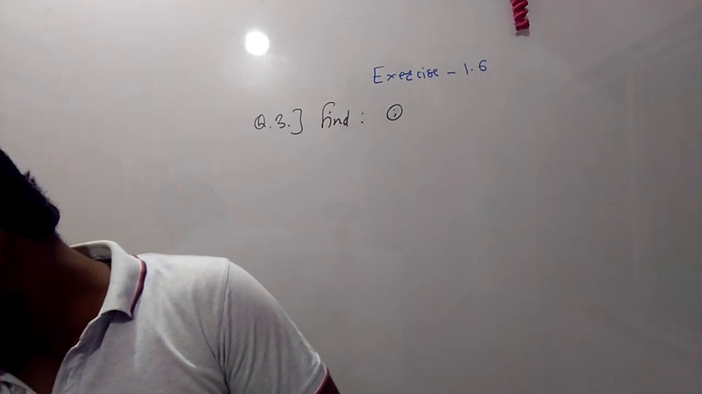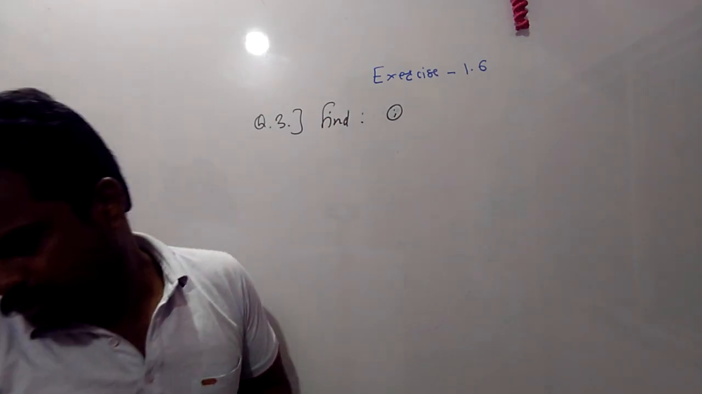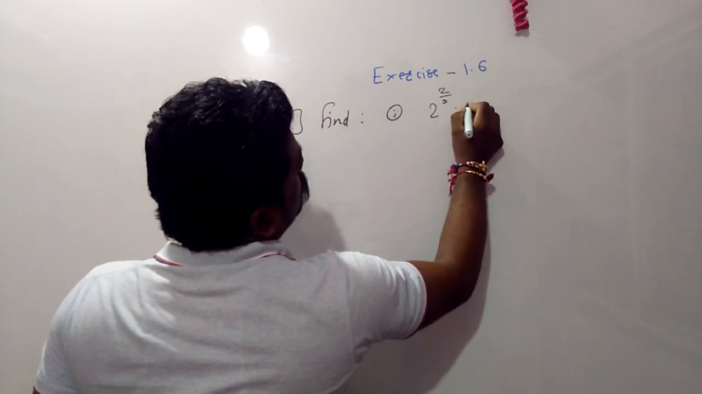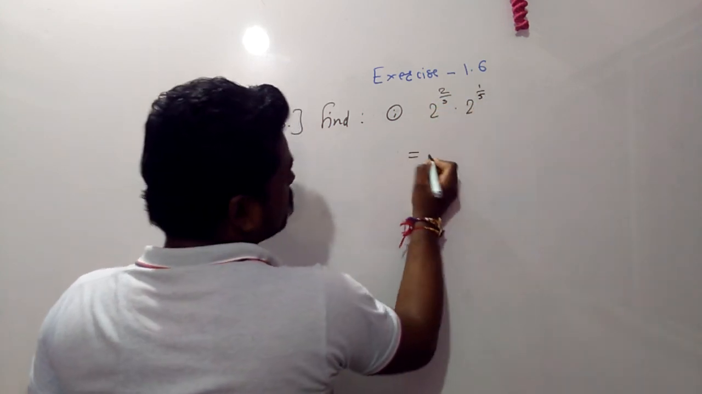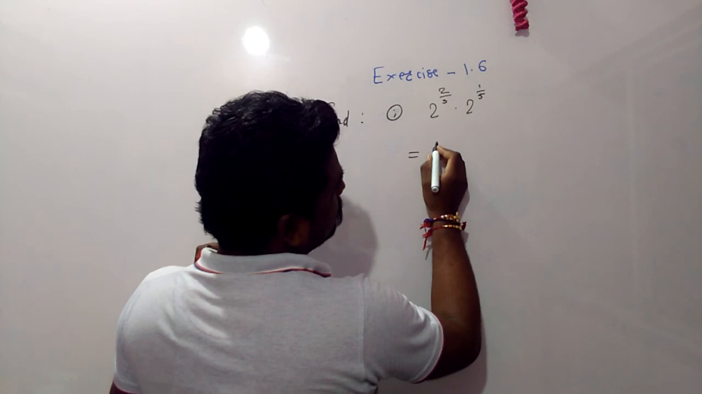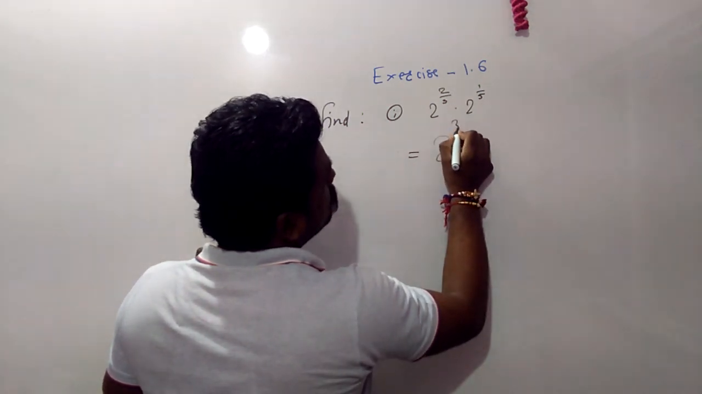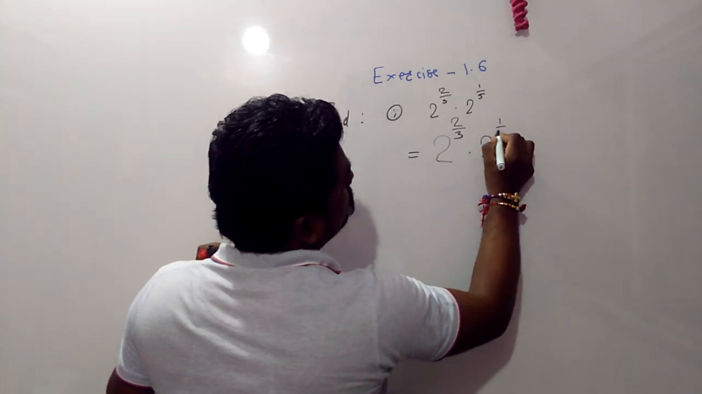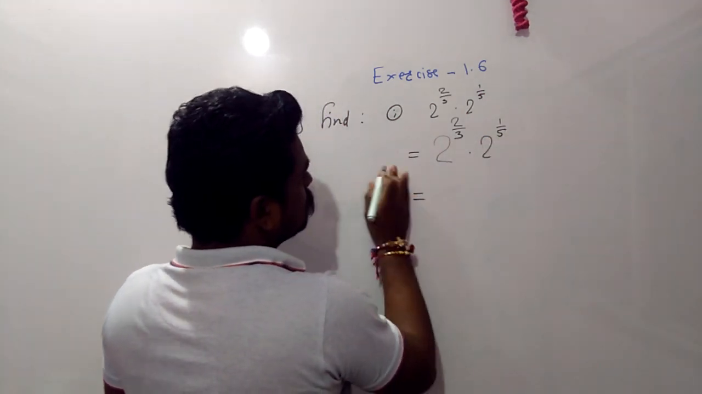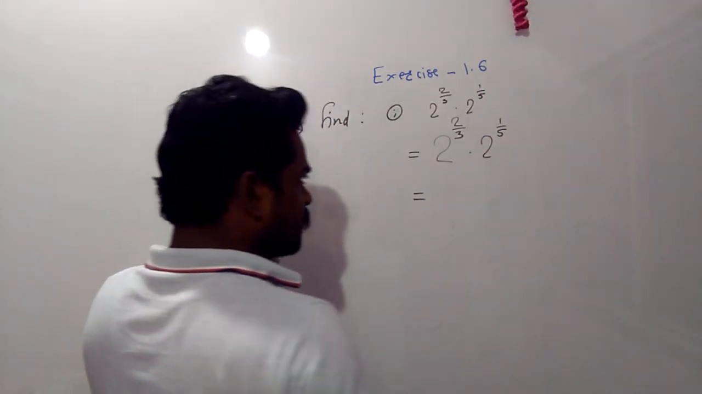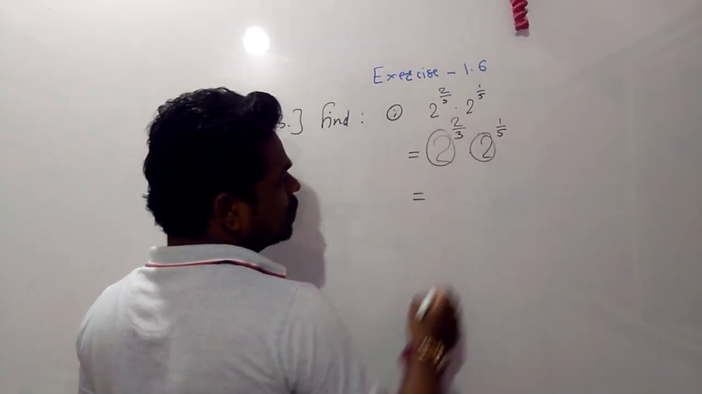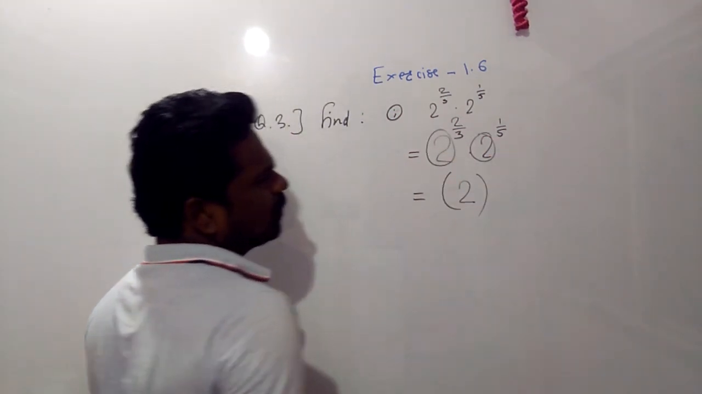See, the first question is like this. First question, 2 raised to 2 by 3 into 2 raised to 1 by 5. So it is equal to 2 raised to 2 by 3 into 2 raised to 1 by 5. So here the bases are same, 2 and 2, bases are same. So we can take only one base, okay, no problem.